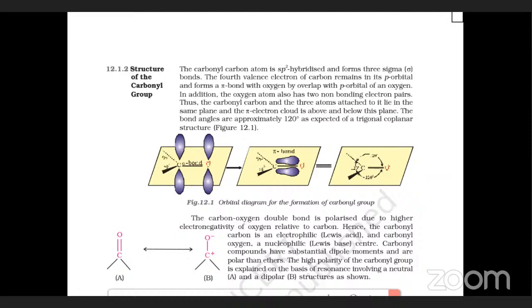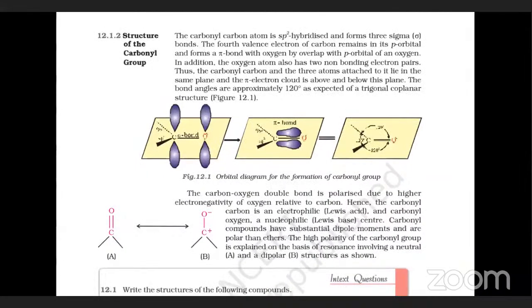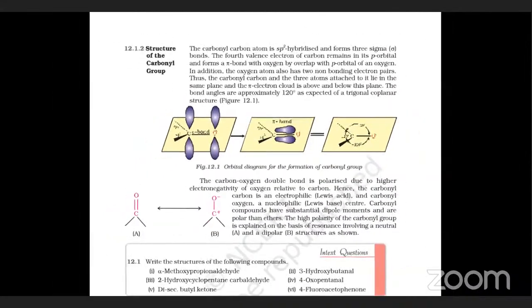The second bond in the double bond is a pi bond, which is a very weak bond, and the bond angle in sp2 hybridization, as we know, is 120 degrees.